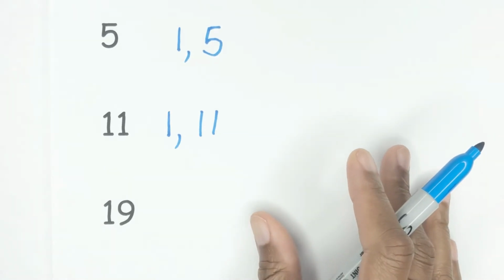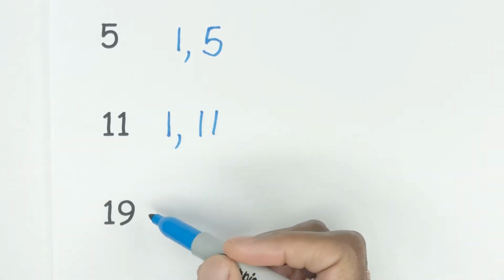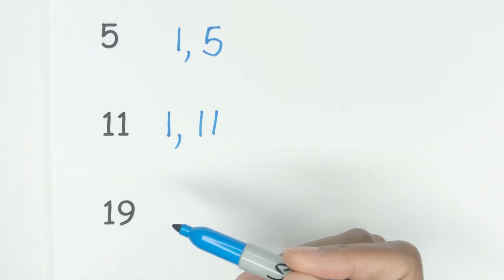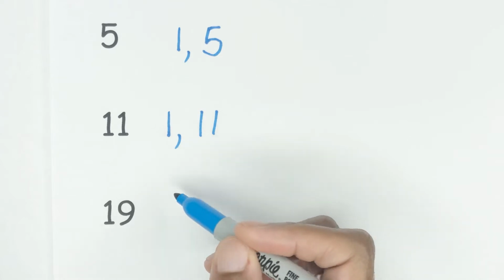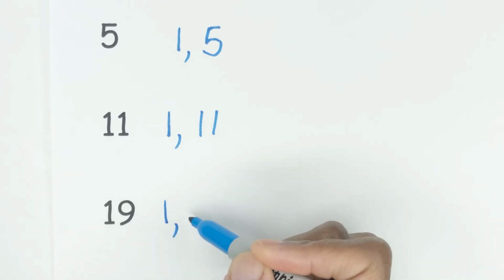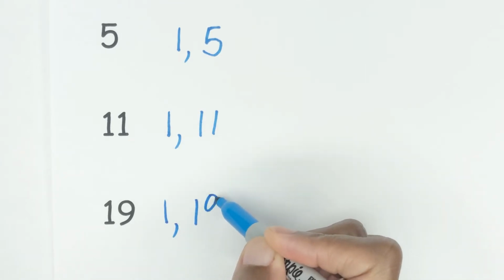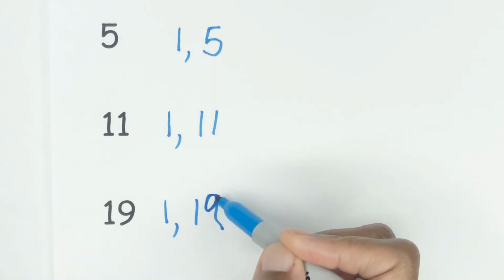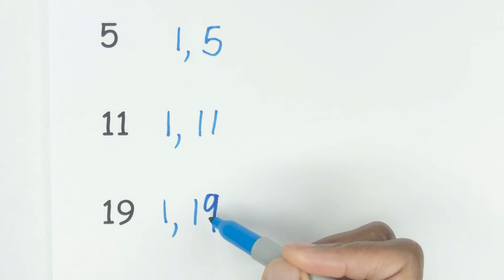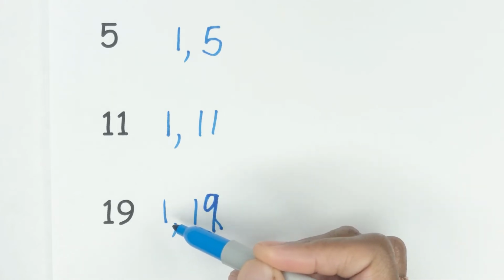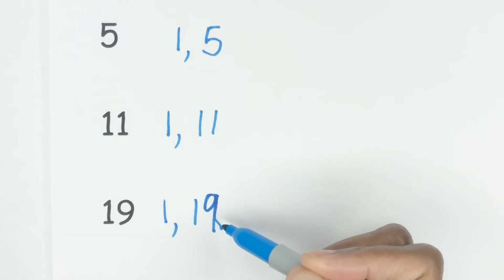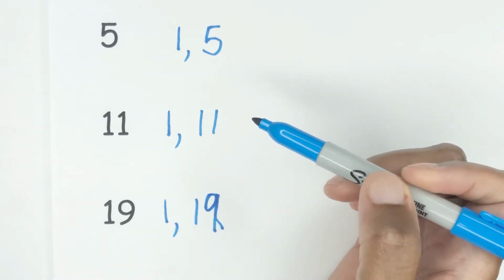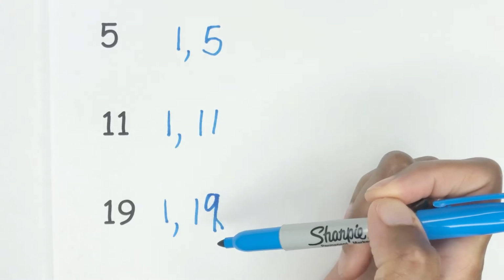Number 19, same thing, right? What factors can be multiplied to make 19? There's only two. Itself and the number 1, right? So you got 1 times 19 or 19 times 1. That's it. There's only those two factors that make that number, right? So prime numbers only have two factors.